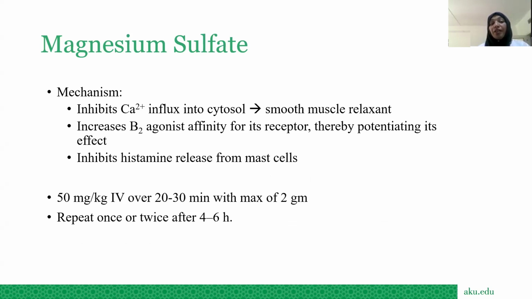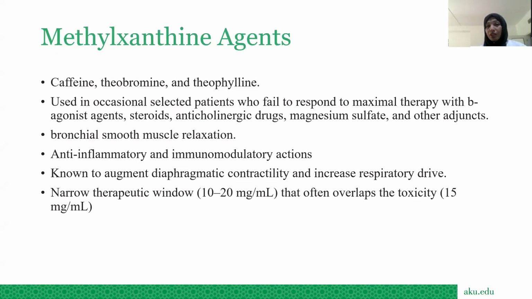After inhaled agonist and IV therapy, the other drug which can be used is magnesium sulfate. The mechanism is that it inhibits calcium influx into cytosol, thus leading to smooth muscle relaxation. It also increases beta 2 affinity for its receptor, thus potentiating the effects of the beta 2 drugs. It inhibits histamine release from the mast cells. Give it as a bolus dose of 50 mg per kg over 20 to 30 minutes with a maximum of 2 grams. You have to give it slowly over 20 to 30 minutes because a rapid IV bolus can lead to hypotension. You can repeat the magnesium sulfate once or twice after 4 to 6 hours.